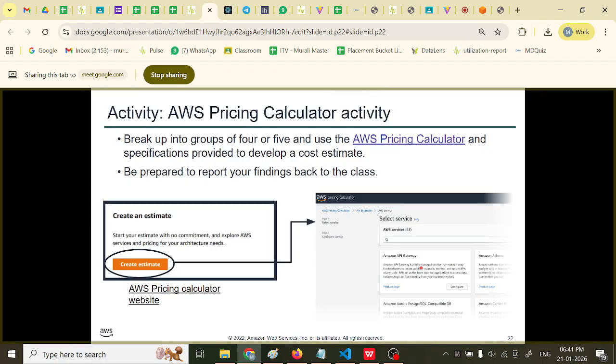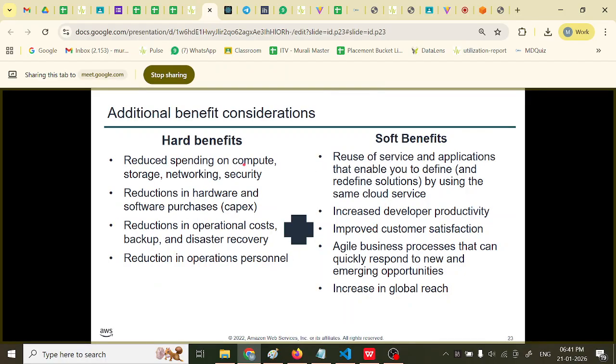So we completed this AWS Pricing Calculator. What are the hard benefits? The hard benefits are that we can reduce the spending on compute, storage, networking, and security resources, and reduce hardware and software purchases also. Reduction in operational cost, backup and disaster recovery. Reduction in operations personnel also. So those are the hard benefits.